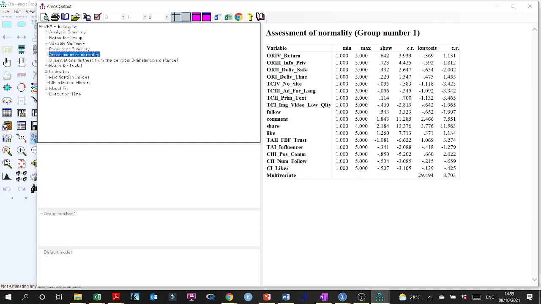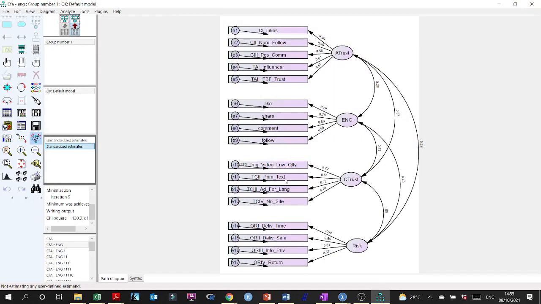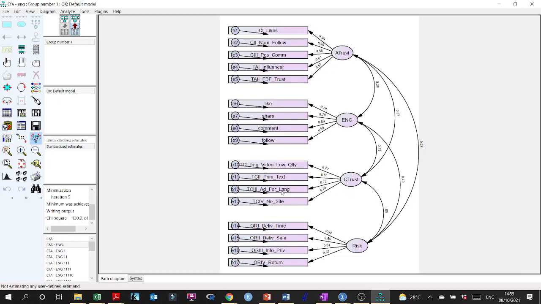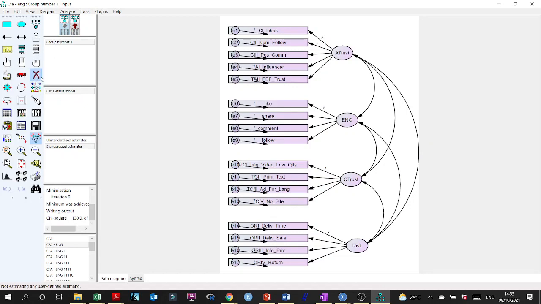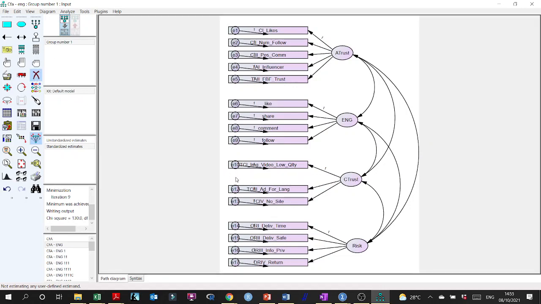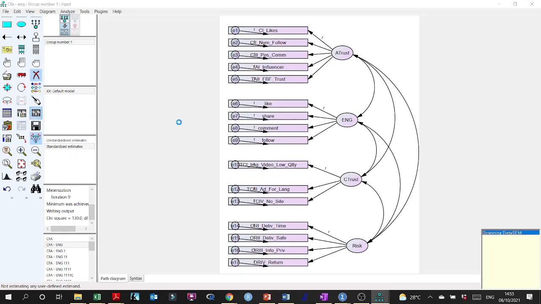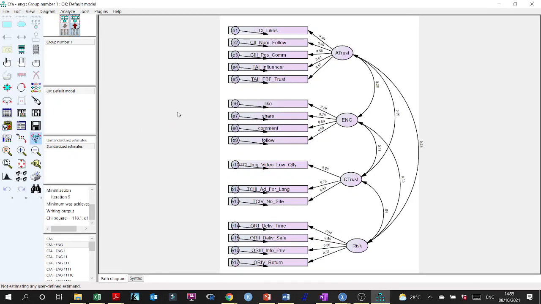cognitive trust. Oh, I still have cognitive trust here. So this is a problem here. So I need to delete cognitive trust. This one, cognitive trust 2, I need to delete that. So you go here. Can I delete this? Yeah. And then run the analysis again. Hopefully it will run nicely and smoothly.